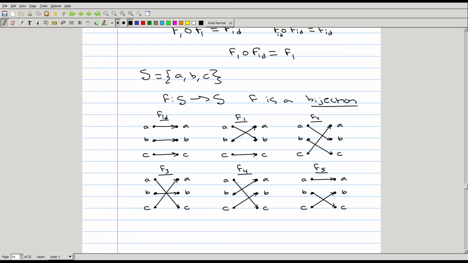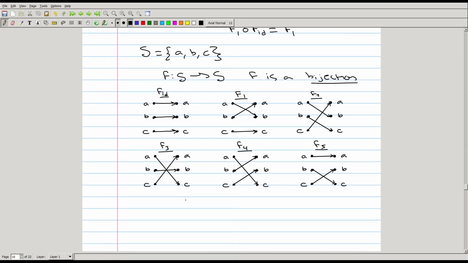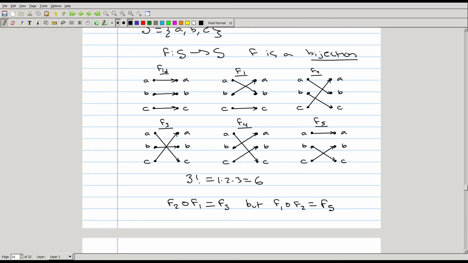Note that the number of elements in the set here is 3 factorial, or 1 times 2 times 3, which is 6. And if you go through and look at some of the compositions, you'll see very clearly that this group is not commutative, not abelian. And this is not abelian because F2 composed with F1 equals F3, but F1 composed with F2 equals F5. It's relatively straightforward to show this, right?